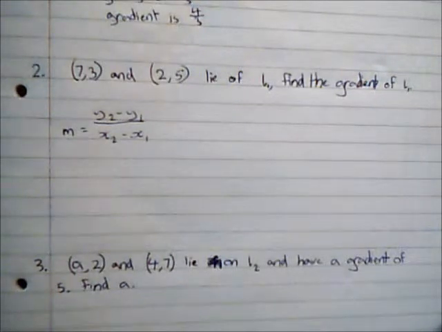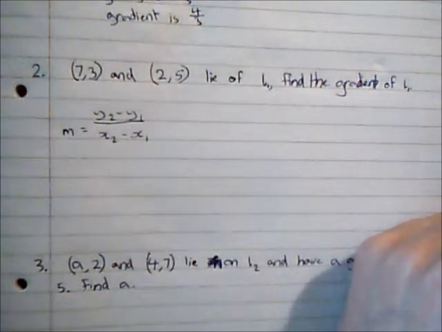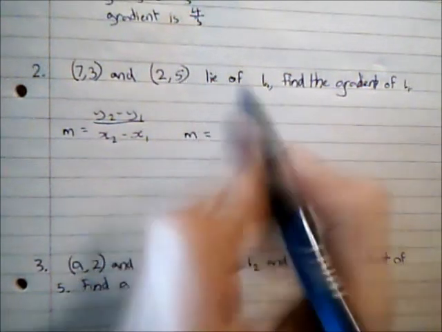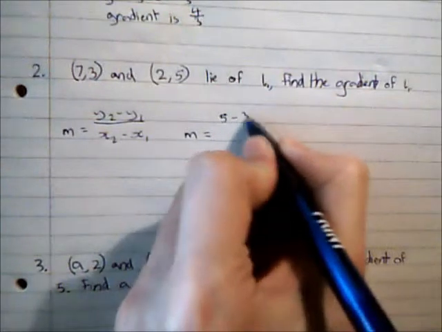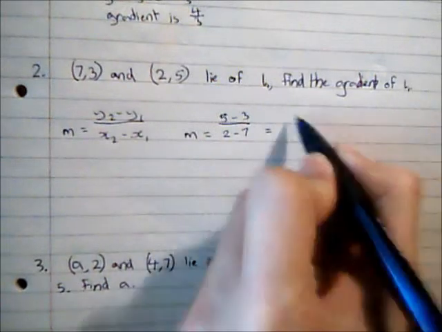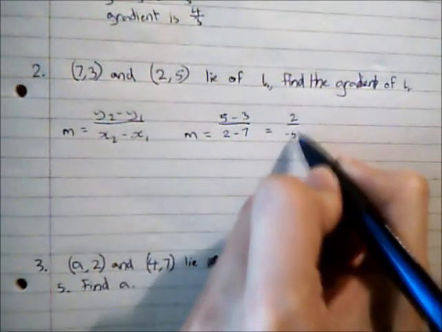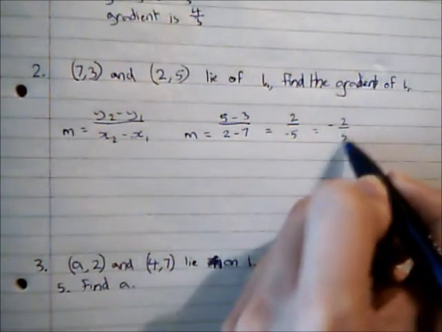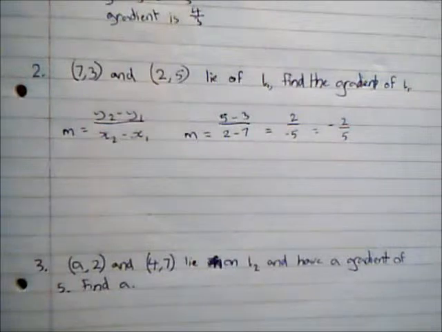Now it doesn't matter which pair of coordinates I designate x1, y1 and x2, y2. So I'm just going to pick the first coordinate as x1, y1 and the second coordinate as x2, y2. So m is going to be 5 subtract 3 over 2 subtract 7, which is then 2 over negative 5. And I'm just going to rewrite this with the negative in front of the fraction, as it's a little more conventional than having the negative on the denominator.